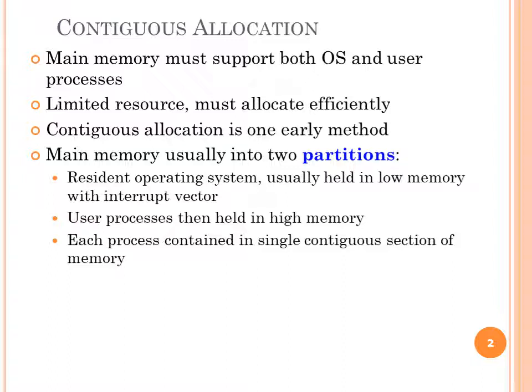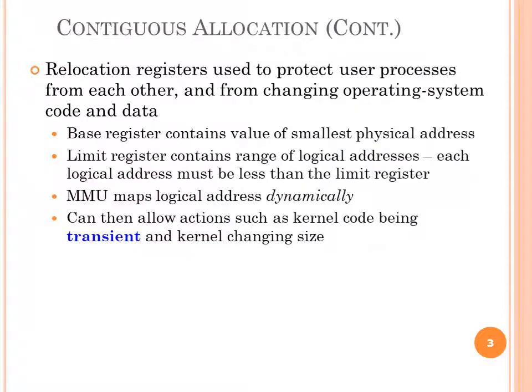Each process is contained in a single contiguous section of memory in the contiguous allocation technique. The issue of memory mapping and protection is provided using the relocation register, as discussed in 8.1.3, together with the limit register discussed in 8.1.1. The relocation register, which is known as the base register, contains the value of the smallest physical address. The limit register contains the range of logical addresses.